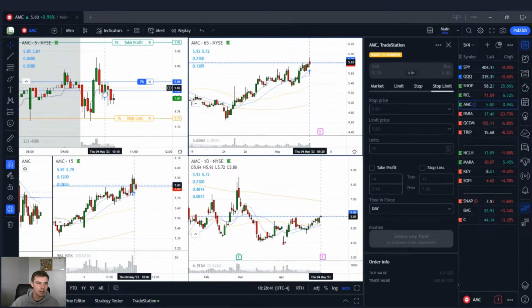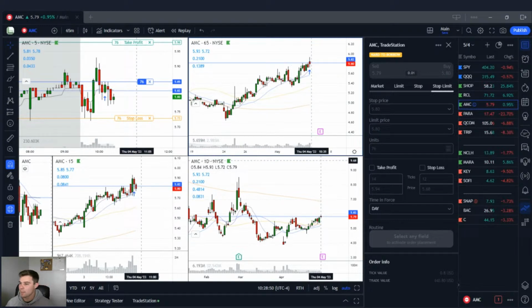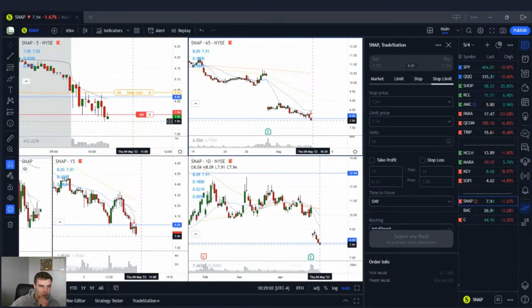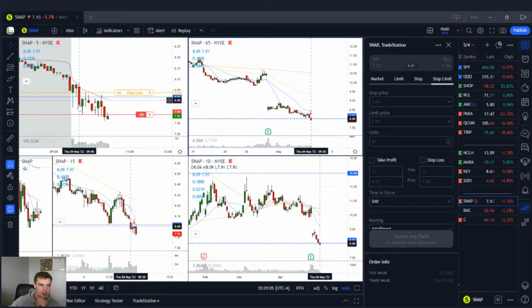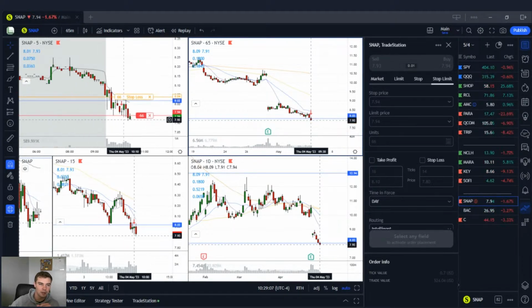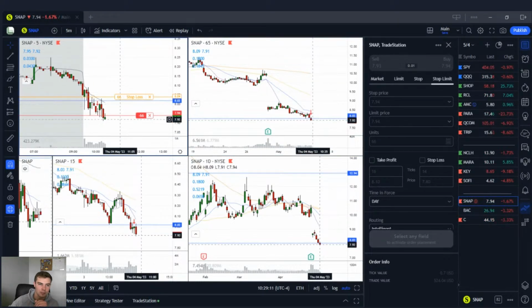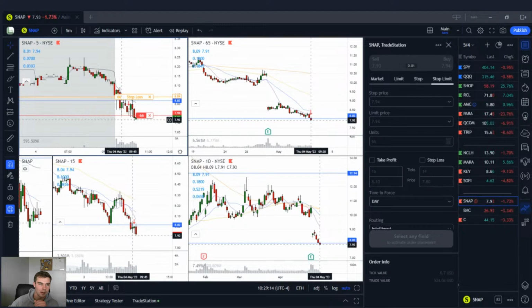Come on, AMC. Man, this thing triggered us in on the penny. On the penny, to the damn penny. All right. Come on, Snapchat. That's what I'm saying. I just need this wide range red bar to happen on Snapchat. Just give me down to 785. I'll lower my stop down to like $8. We'll be happy. Everybody will be happy.